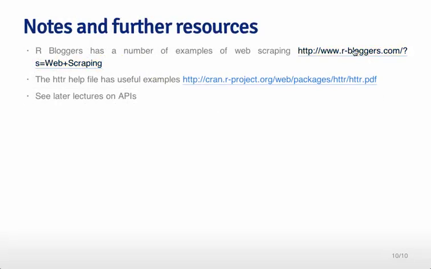R-bloggers has a lot of good examples of how to scrape data from the web. And so if you go and search for web scraping on R-bloggers, you'll be able to get all of those tutorials. The httr help file also has a bunch of useful examples, primarily with sort of toy examples. So if you couple that with the more applied examples on R-bloggers, you can get quite a ways. And then see later lectures on APIs for how to programmatically interact with APIs of websites.